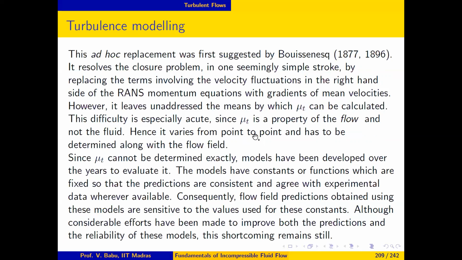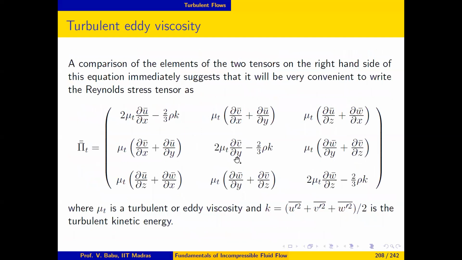Unfortunately, because mu t is a property of the flow, it will also vary from point to point, because the fluctuations, as we said earlier, are three-dimensional in nature and also unsteady. So it varies from point to point, and it also varies from one instant to another. So it is actually an extremely difficult quantity to evaluate.